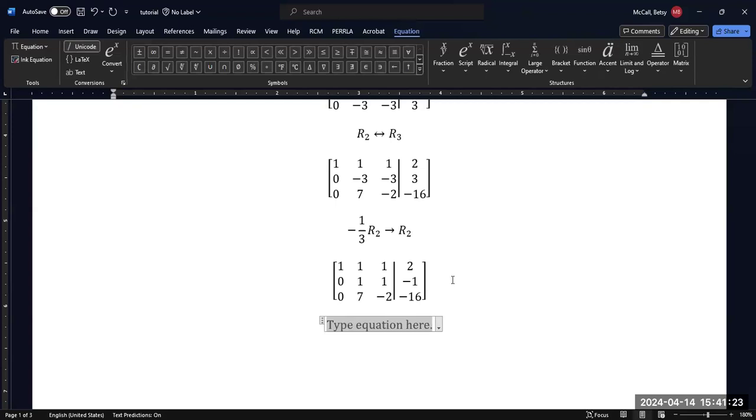So now I am going to do my next row operation, which is going to be to take row 2, in fact, -7 times row 2, and I'm going to add that to row 3, and then I'm going to put that back into row 3.